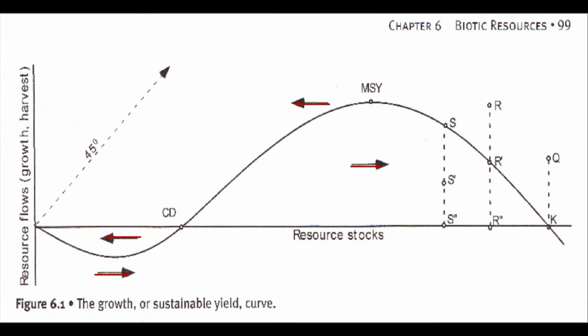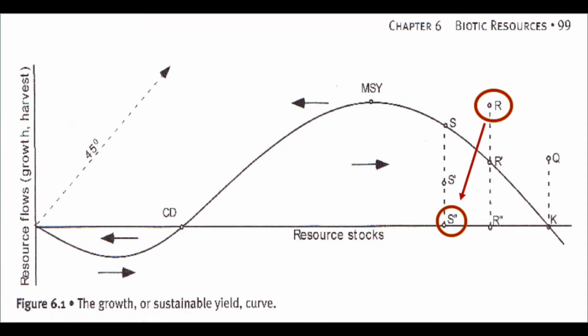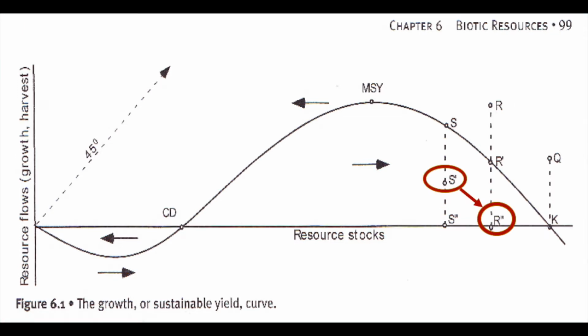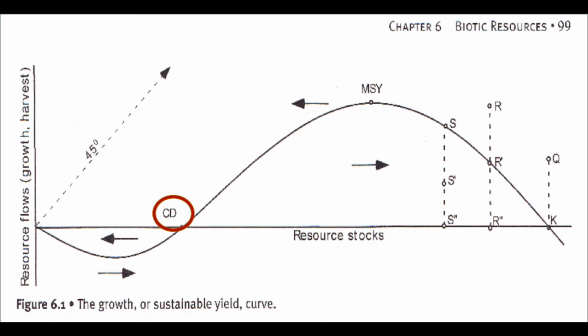For example, a harvest at R will reduce the stock to S double prime, and a harvest at S prime will allow the stock to increase to R double prime. Notice the point labeled CD. This is called the critical depensation level. This is the point at which the stock is unable to sustain itself even without any harvest and begins to collapse. We really do not want to go anywhere near this point.